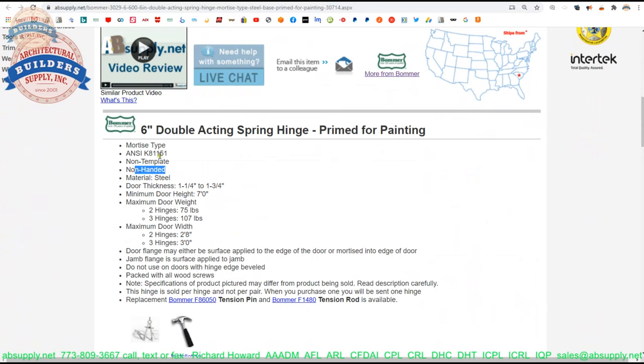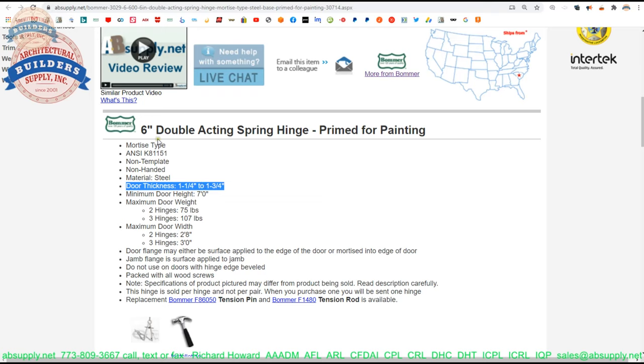Now here's the important part. The 6-inch is really not important. The height of the hinge is really not important. What's important is the door thickness. So you call and say, I need a double-acting spring hinge, a Bommer 3029. My very first question is, what's the door thickness? Then I know what size to prescribe.